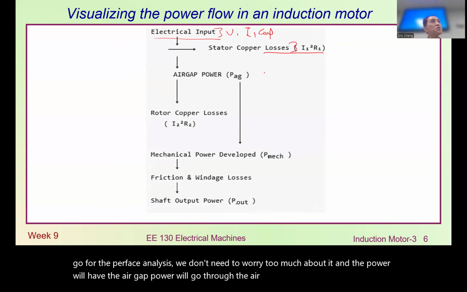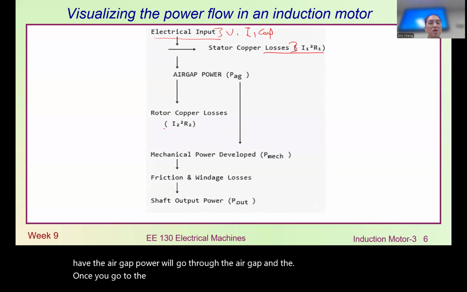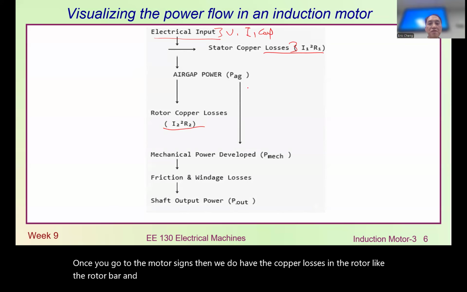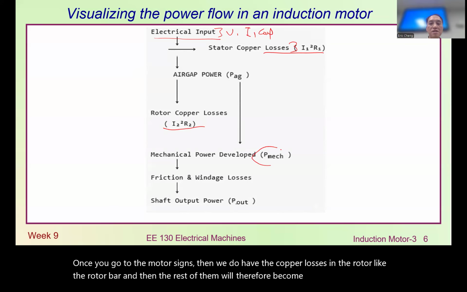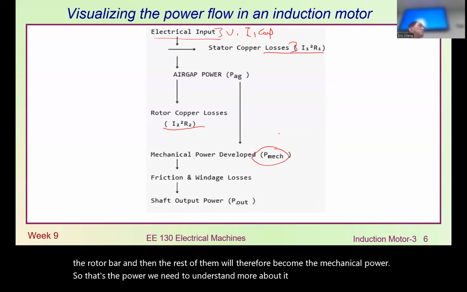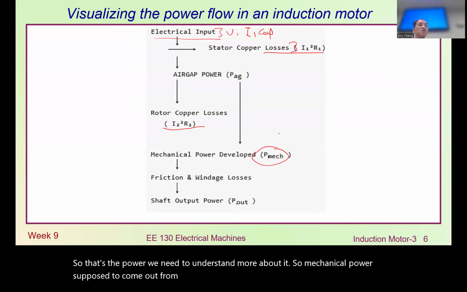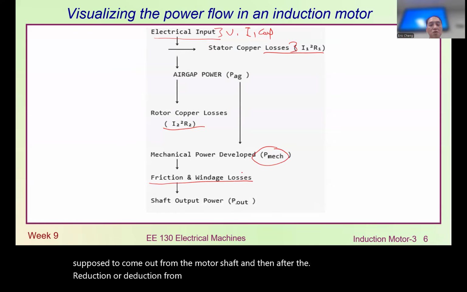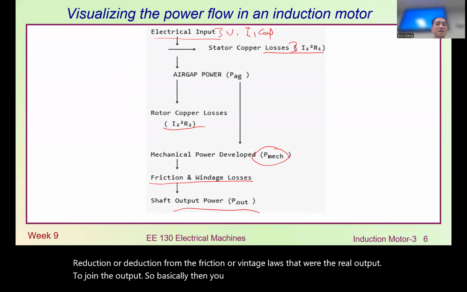And then once it goes to the rotor side, we do have the copper losses in the rotor, like the rotor bar. The rest of it will therefore become the mechanical power. So that's the power we need to understand more about. The mechanical power is supposed to come out from the rotor shaft, and then after the deduction from the friction or windage loss, that is the real output to drive the load. So basically, the power flow will be as such.